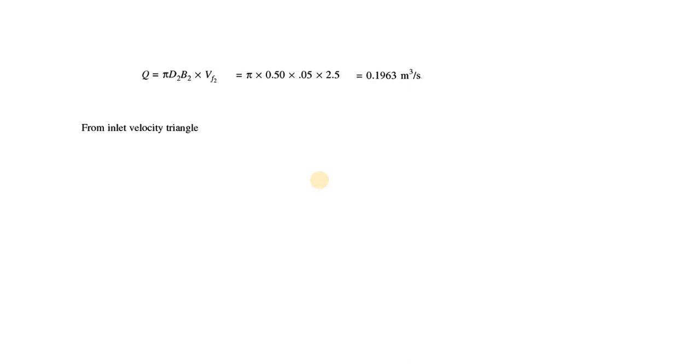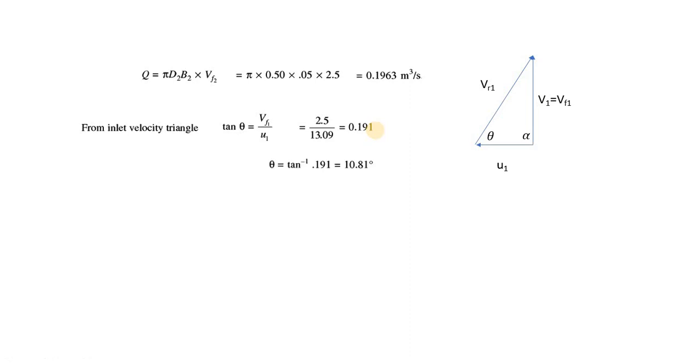Moment you calculate Q, we can also calculate the vane angle at inlet from the inlet velocity triangle. From the inlet velocity triangle, tan theta is Vf1 by U1. Now the question is, how do we calculate Vf1? Vf1 can be calculated with the help of this Q, but Vf1 is also known because Vf1 equals Vf2. So it's 2.5 by U1, 13.09, and the value of tan theta is this, or theta is tan inverse of 0.191, which is around 10.81 degrees. Okay, so we have calculated one of the unknowns now.